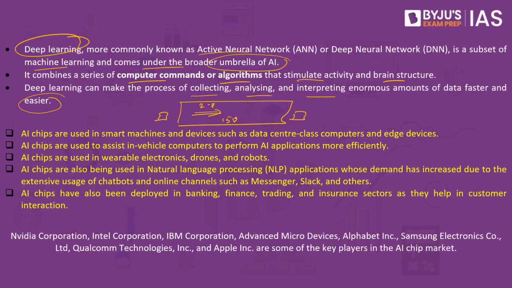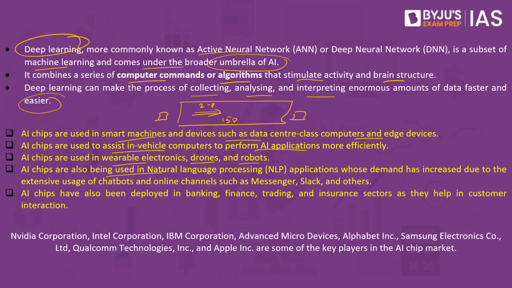What are the applications of AI chips? AI chips are used in smart machines. These devices are used in data center class computers and edge devices. AI chips are used to assist vehicle computers in performing AI applications more efficiently. As we discussed, we have driverless cars, which are an example of making use of AI chips. AI chips are also used in wearable electronics, drones and robots.